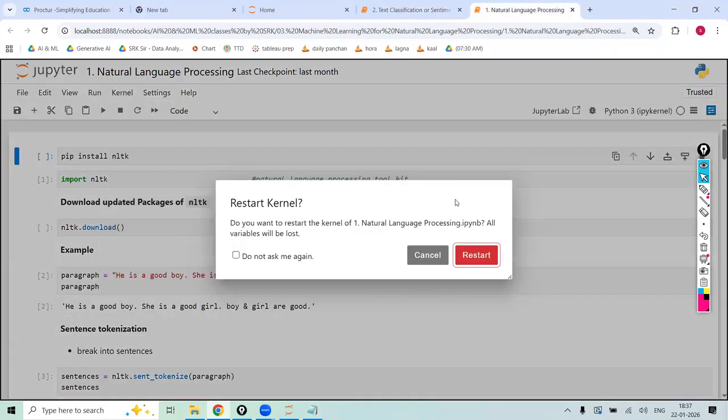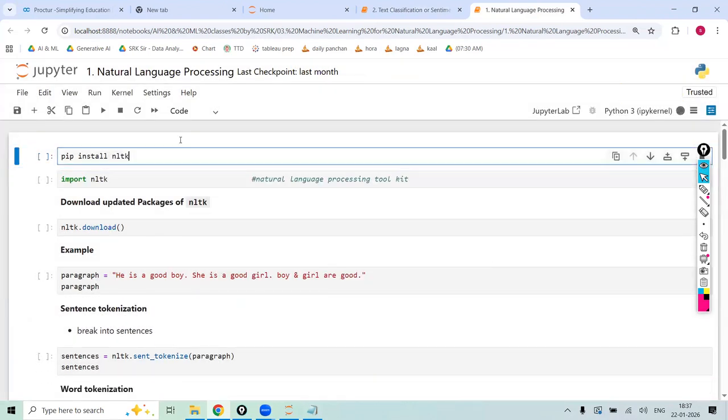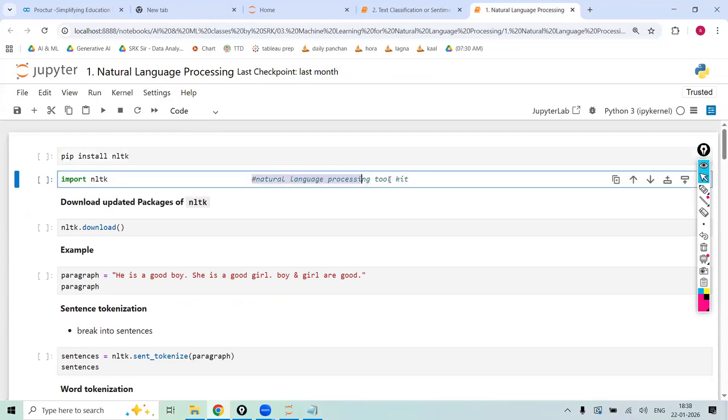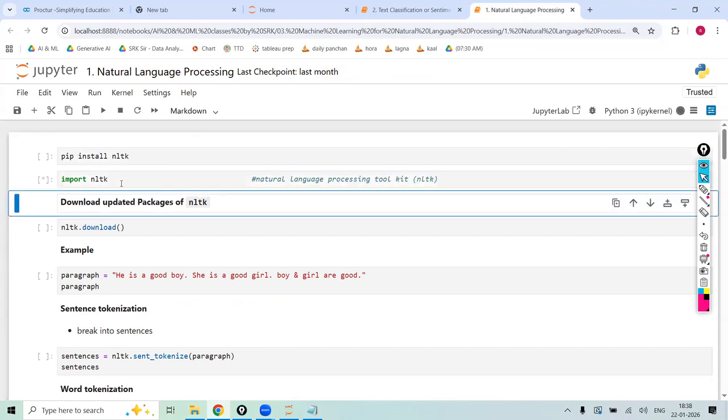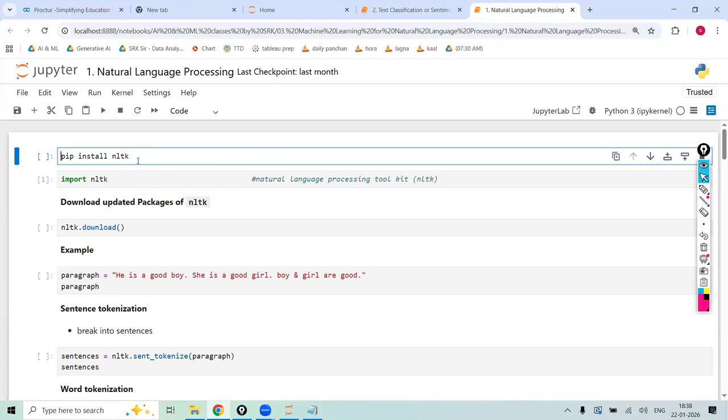First, we are going to start with the library called NLTK. The full form of NLTK is Natural Language Toolkit. First we are going to import this NLTK. Whoever has installed Anaconda, NLTK will be available by default. If it is not available, use pip install nltk.